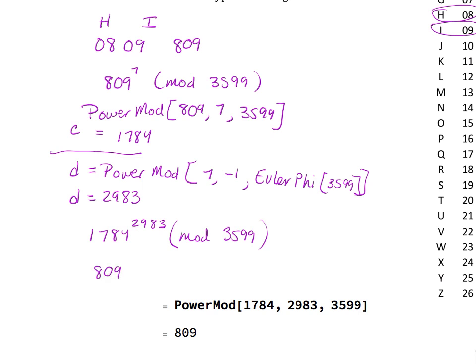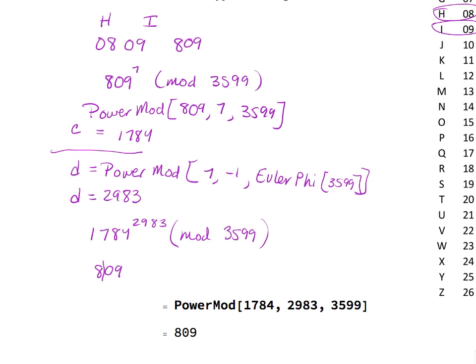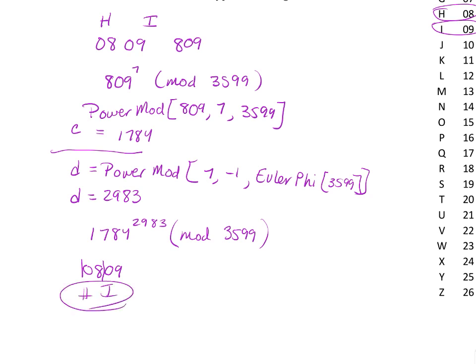We get 809. Now to figure out what the message is, basically you start from the ones and separate into blocks of 2. So we lost a leading 0 here, and the 8th letter is H, and the 9th letter is I. So hi is our message.